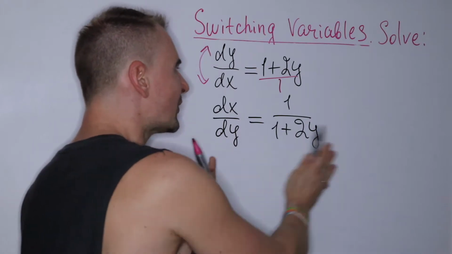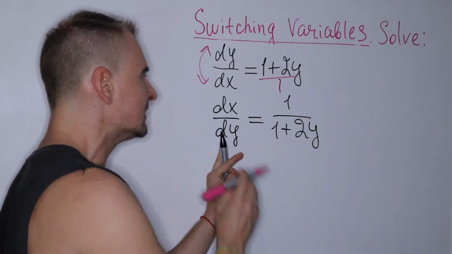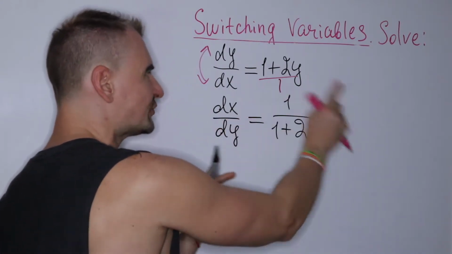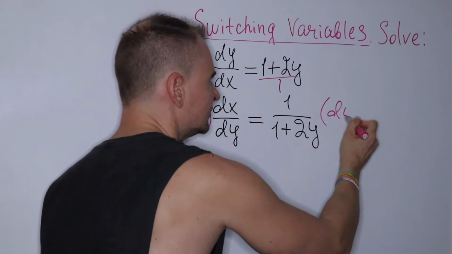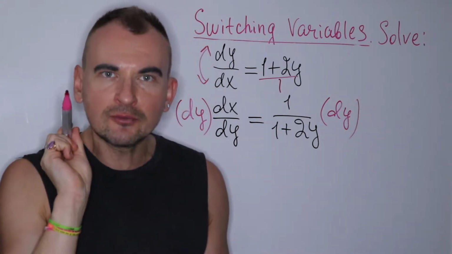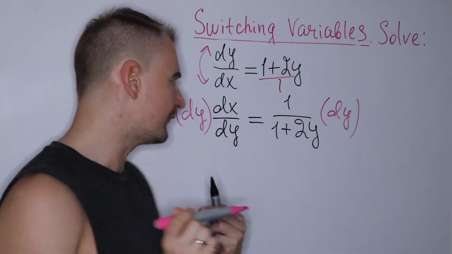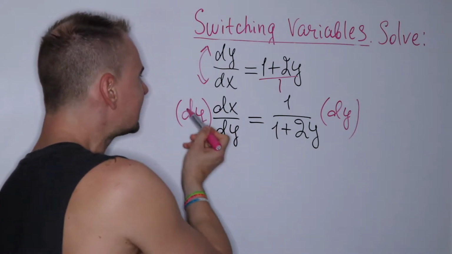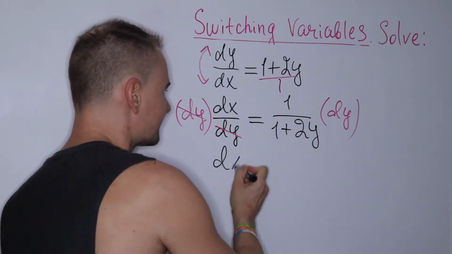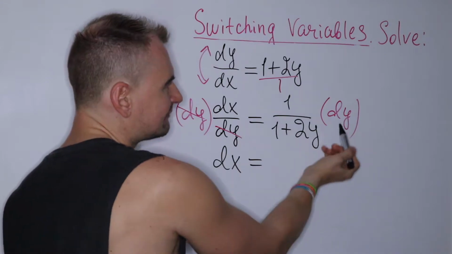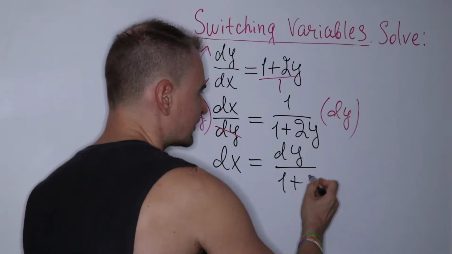Now, in order to achieve this, I'm going to multiply both sides of your equation by dy to bring dy to the right side. So again, I'm going to multiply both sides of your equation by dy. Always keep in mind that what you do to one side of your equation, you have to do to the other side. So you don't want to change the overall value of your equation. What it does is clear off dy on the left side, what we wanted, and you are left with just dx on the left side. And on the right side, let me just place dy on top. You would be left with dy over 1 plus 2y.